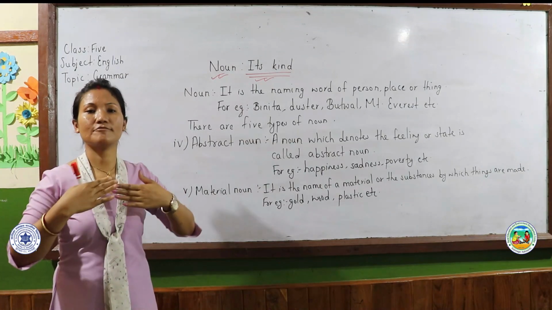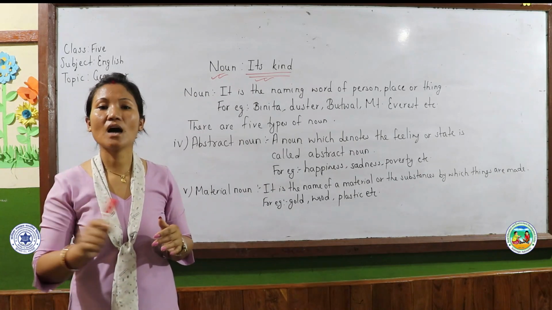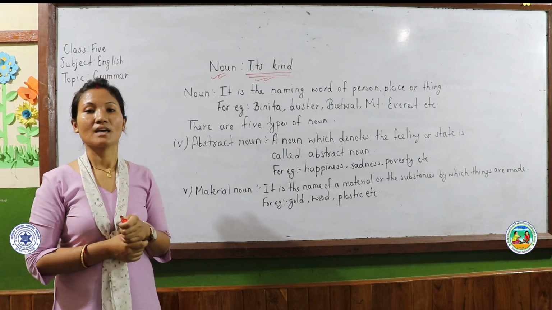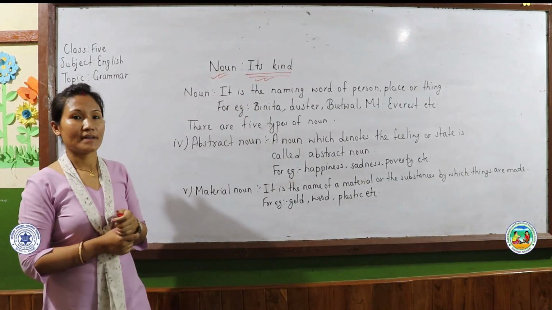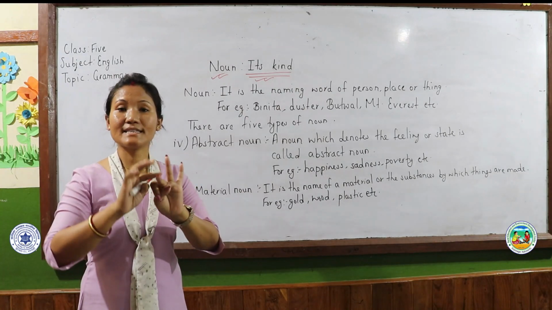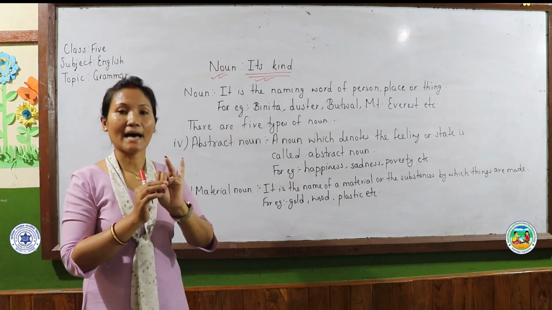Now the fourth one was abstract noun. Abstract noun is just a feeling which we cannot touch. We can only feel that. Okay? Abstract noun. For example, happiness, cruelty, sadness. These are abstract nouns.